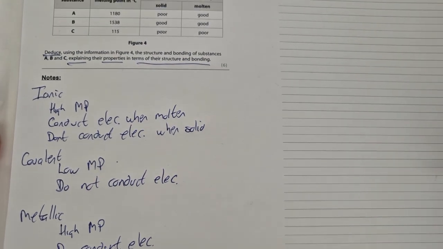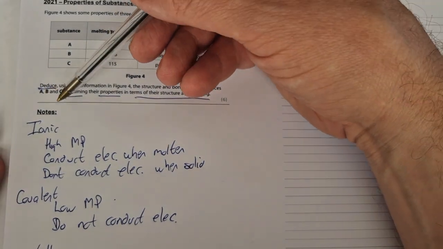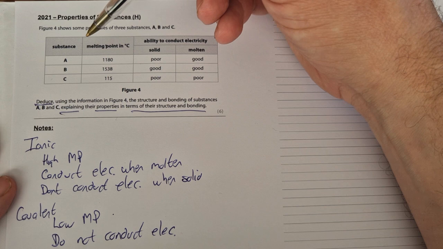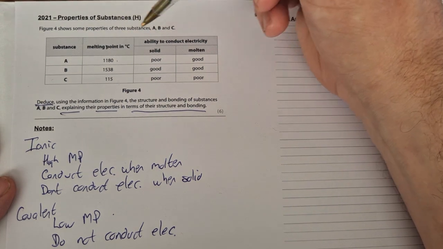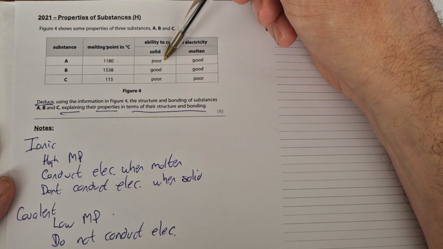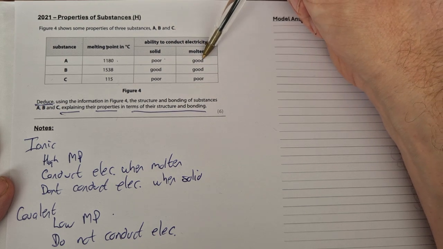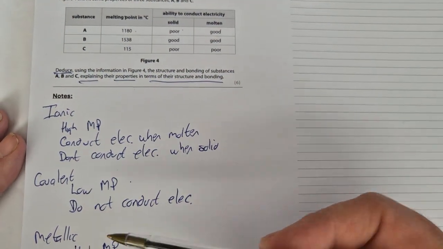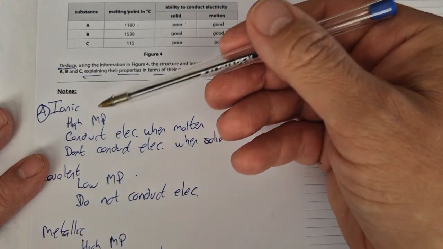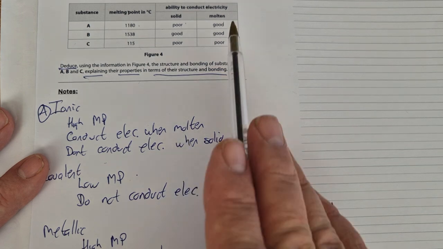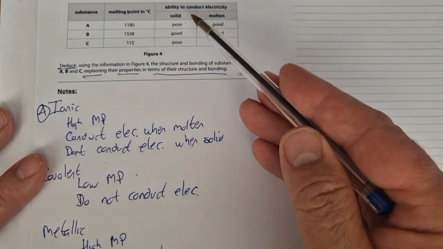Now let's go back and have a look at these. Let's go with substance A. Substance A has got a high melting point. You'll notice there are three melting points with a high melting point. It's a poor conductor when it's solid, and it's a good conductor when molten. So that would give us ionic. Substance A would be ionic bonding, because it's got a high melting point and conducts when molten. Tick. Does not conduct when solid.